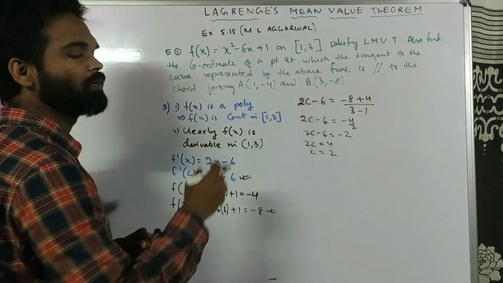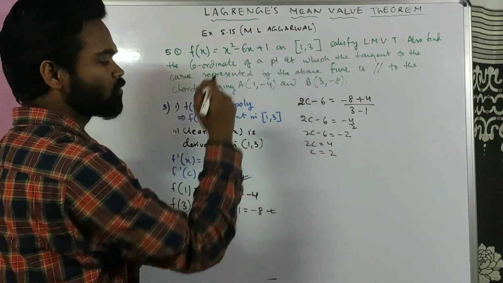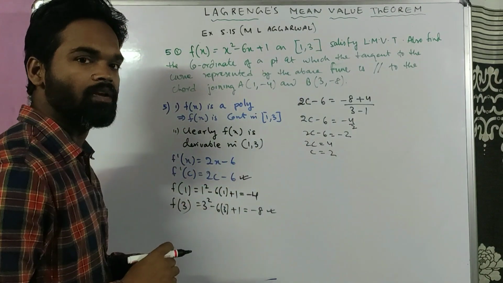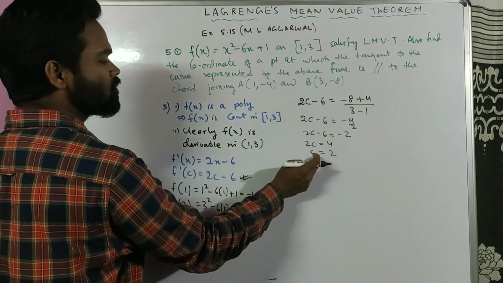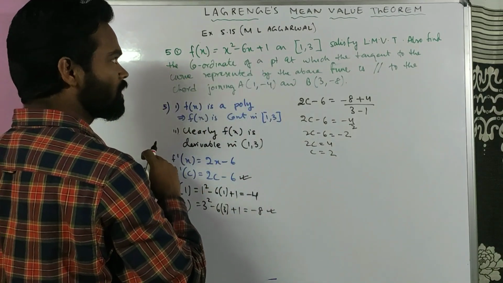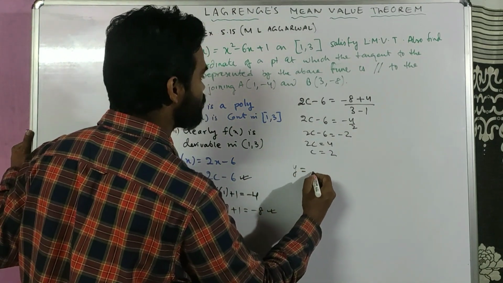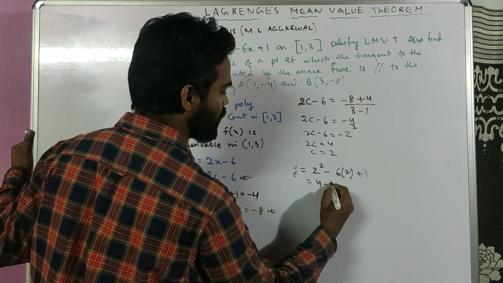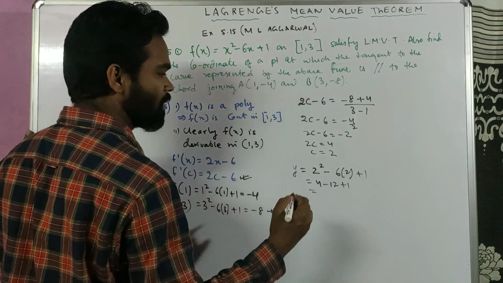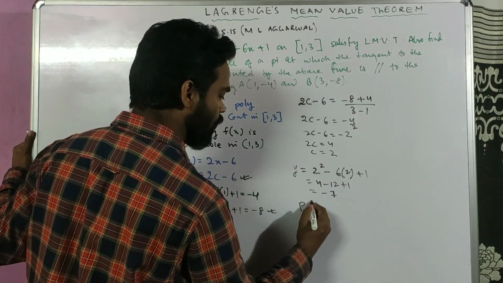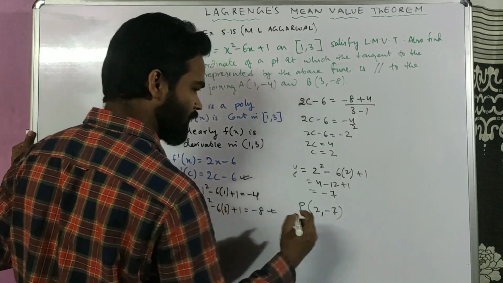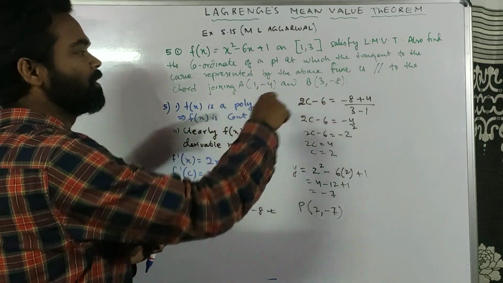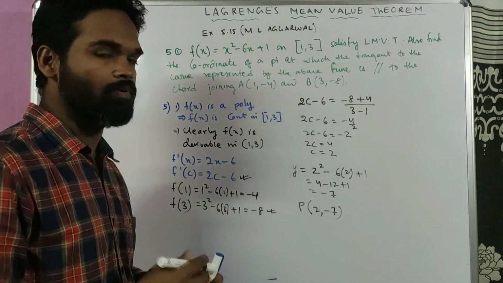So we got C, which lies between A and B, which is 1 and 3 in this case. Now corresponding to C, which is nothing but x coordinate, we'll find y coordinate. How to find? Just substitute the value of C over here, you will get the value of y. So y will be 2 square minus 6 into 2 plus 1, that's 4 minus 12 plus 1, that's 5 minus 12 is minus 7. Hence the point P, where on the curve if you draw a tangent, it will be parallel to the chord AB. This is done. Now we look at the next sum.